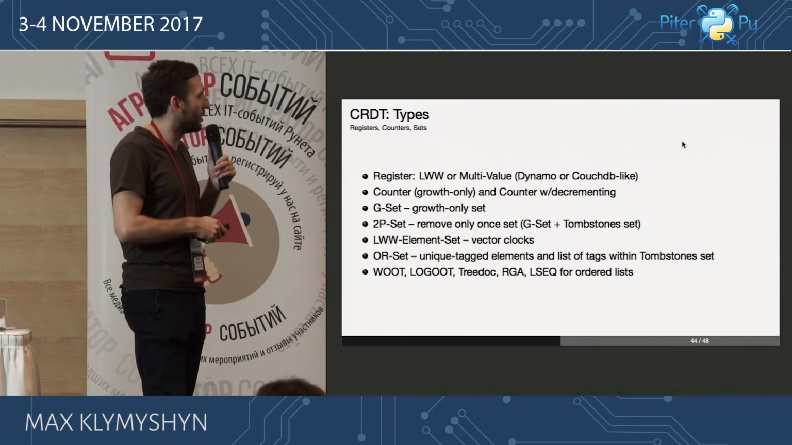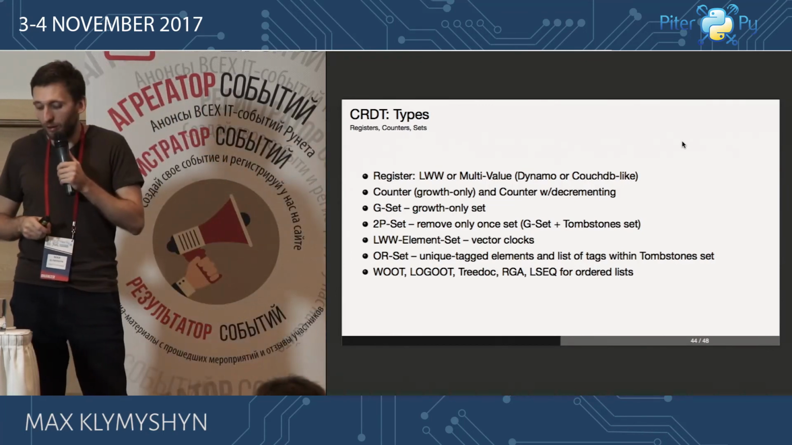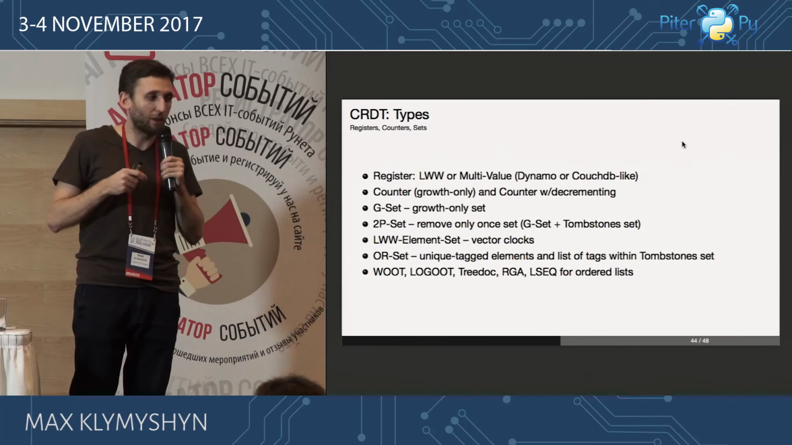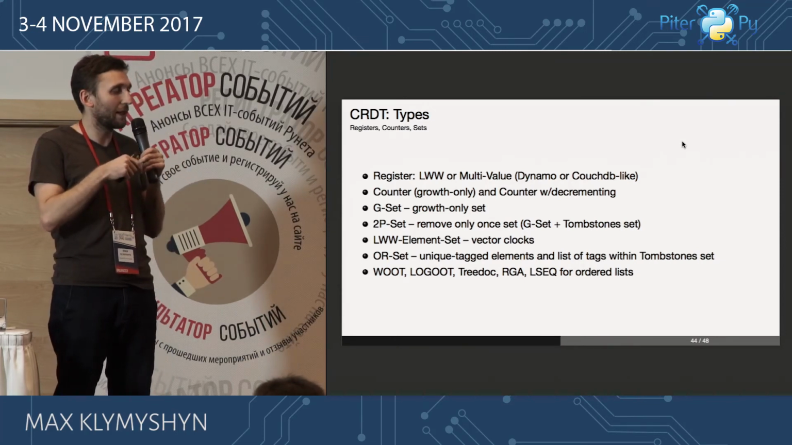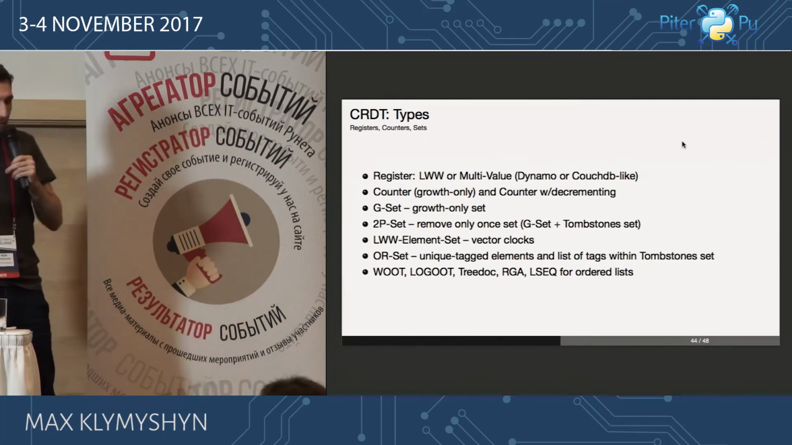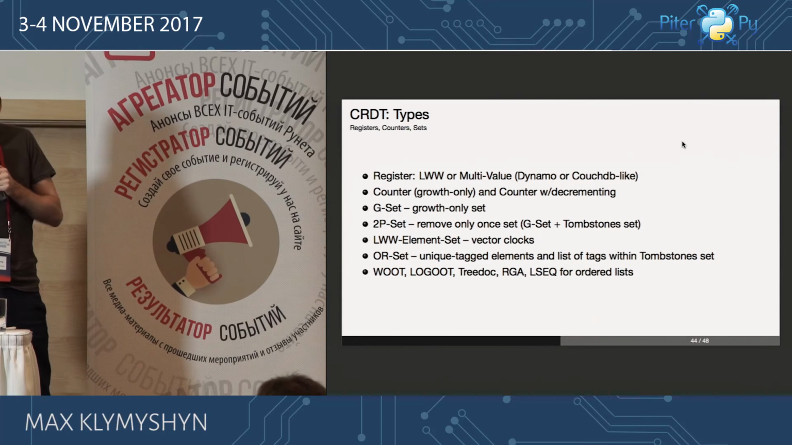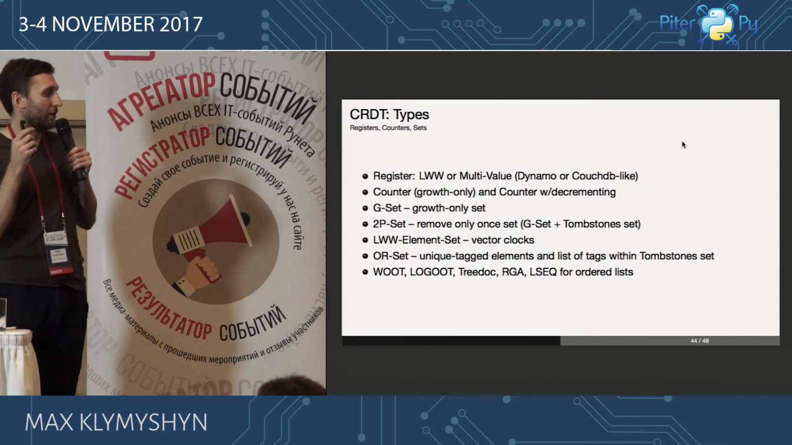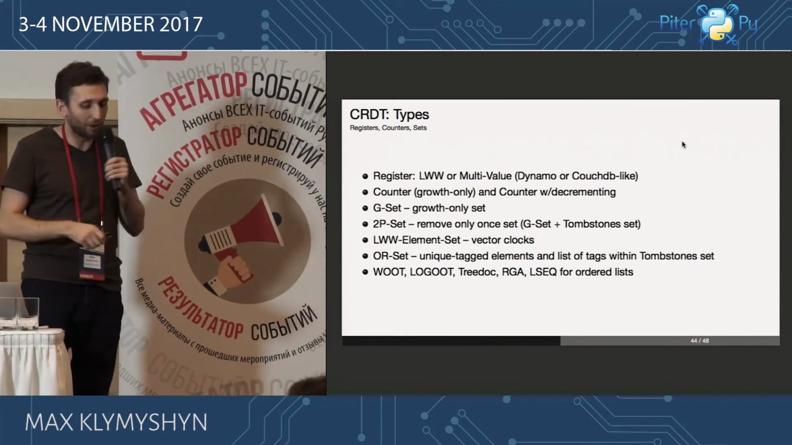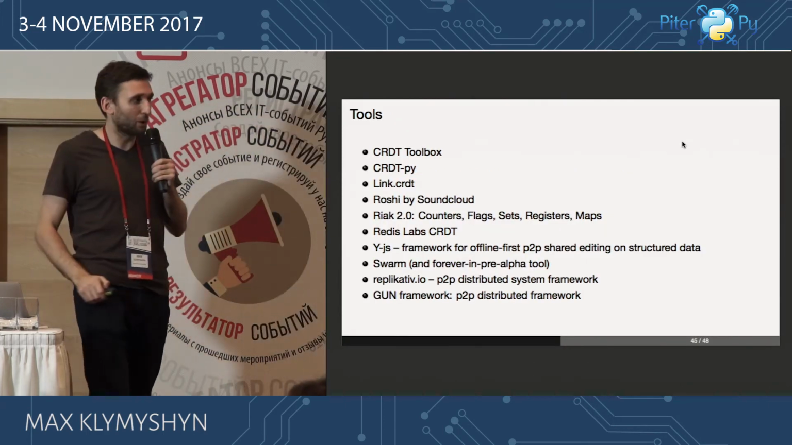And there are multiple algorithms which were mostly developed for collaborative editing, text editing. So they are very specific in that way. And I also mentioned the JSON data type, which is not listed here, but it exists, it's very cool.